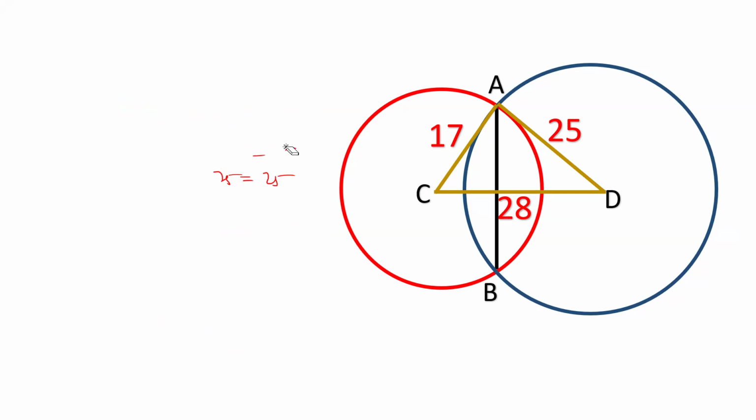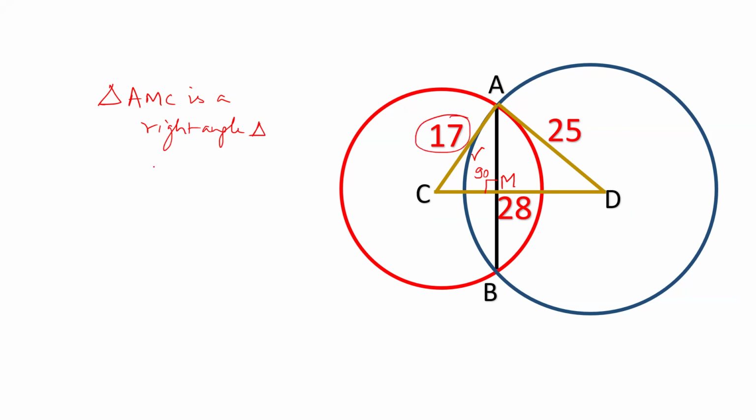We can easily prove that this angle is 90 degrees using congruence. This line CD is perpendicular to AB. So the line joining the centers of the circles is always perpendicular to the common chord. CD is perpendicular to AB. Now if CD is perpendicular to AB, and let's say this point is M, then AMC is a right angle triangle.